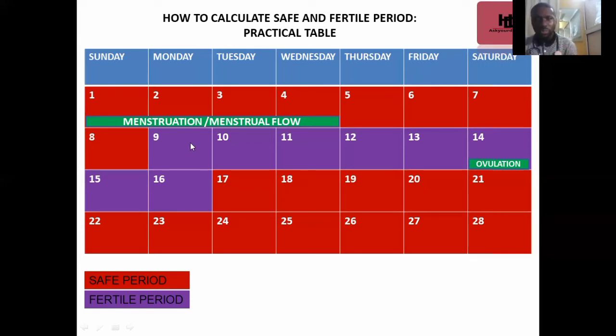So from this period, the ninth day of the cycle, 10th day of the cycle, 11th day of the cycle, 12th day of the cycle, 13th day of the cycle, and the ovulation day. And a day after ovulation, it is your fertile period.